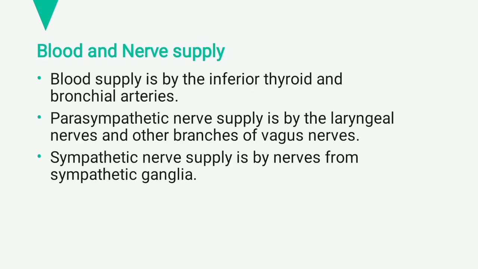Blood and nerve supply. Blood is supplied by the inferior thyroid and bronchial arteries. Parasympathetic nerve supply is by the laryngeal nerves and other branches of vagus nerves, and sympathetic supply is by nerves from sympathetic ganglia.